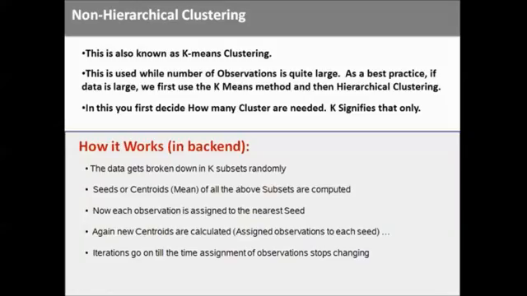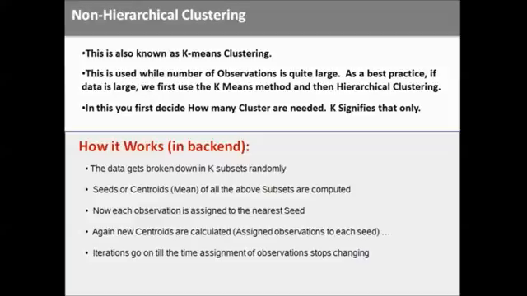Non-hierarchical clustering is also known as k-means clustering. K in k-means signifies the number of clusters. So it means how many clusters we want to make while we run the FASTCLUS procedure. PROC FASTCLUS basically is the SAS procedure used while we do non-hierarchical clustering in SAS. This is used while the number of observations is quite large.